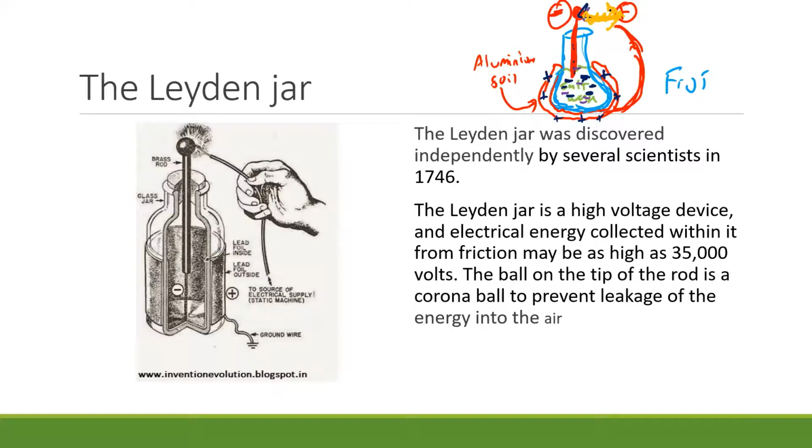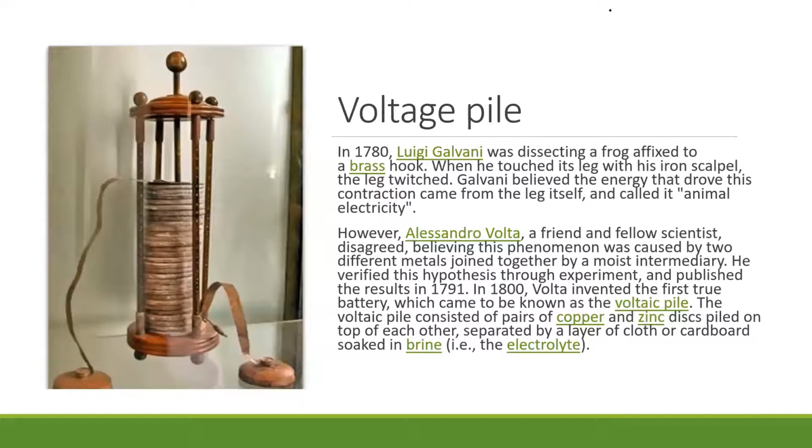But one of the problems with this is that you don't get a continuous supply of electricity. Once that electricity is done, you've got to build it back up again. So what they then discovered next was this idea of a voltage pile.